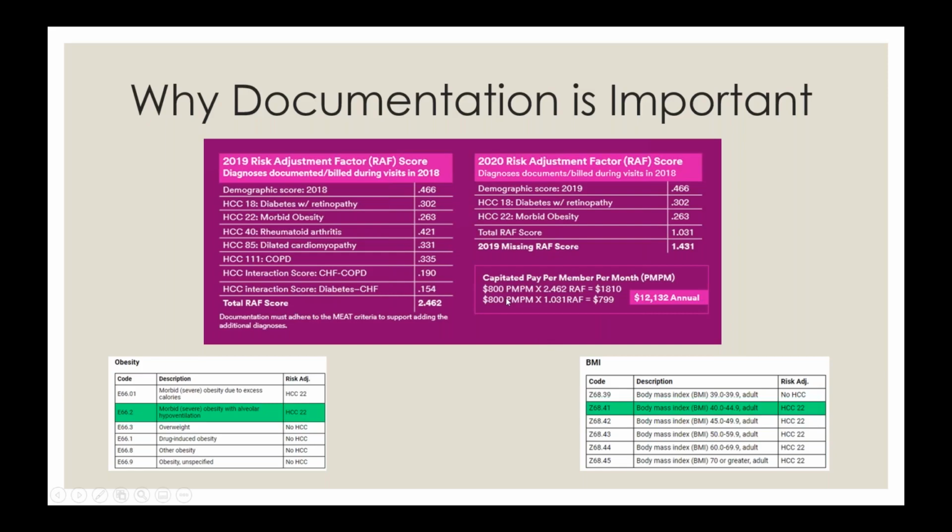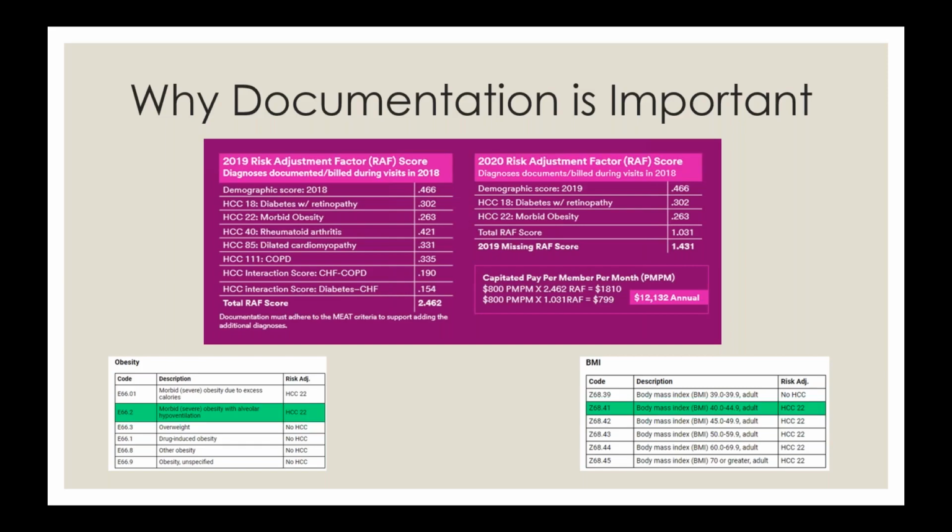But if you add all of those, and then you have that score to at least what it was even last year, it was 2.462, and it's $1,810. And so, that's over $12,000 annual. So it makes a huge difference, just making sure that you're capturing those diagnoses to the highest specificity, to the ones that will give you a higher risk adjustment score if it's appropriate for that patient.